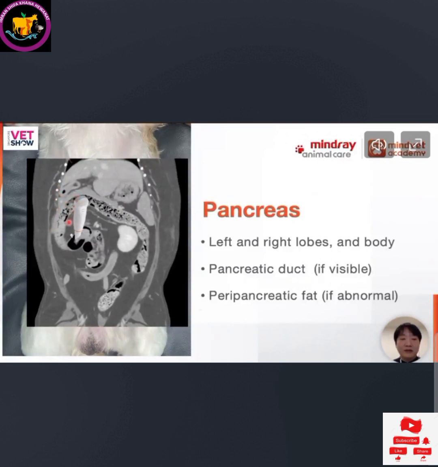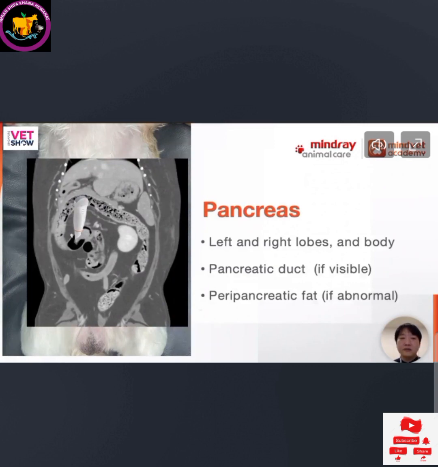To investigate the pancreas, the pancreatic lobes should be investigated in both longitudinal and transverse planes. If the pancreatic duct is visible, the diameter should be measured. Evaluate the peripancreatic fat, whether it is normal or abnormal.